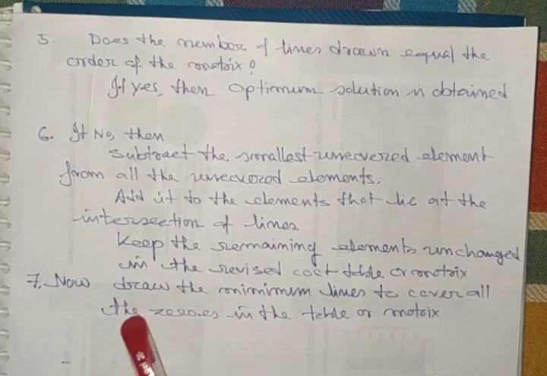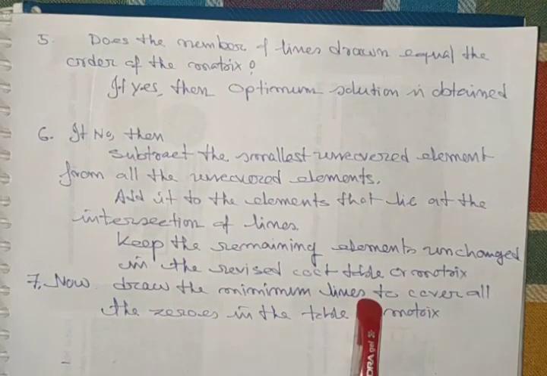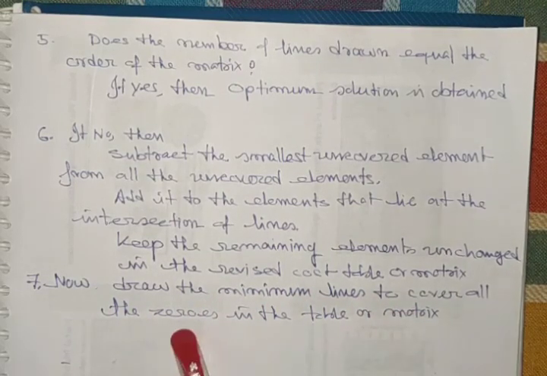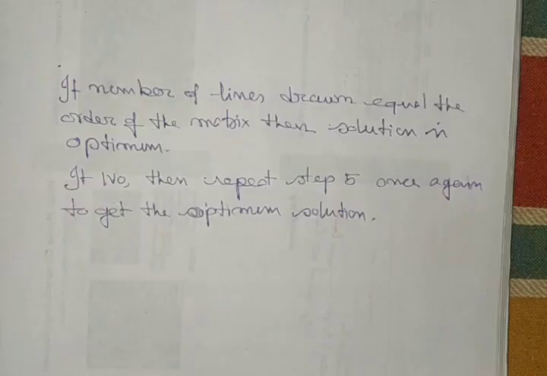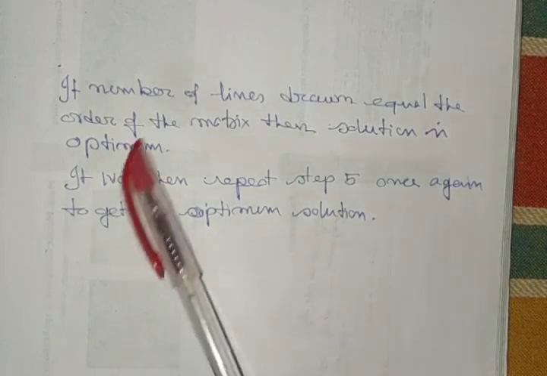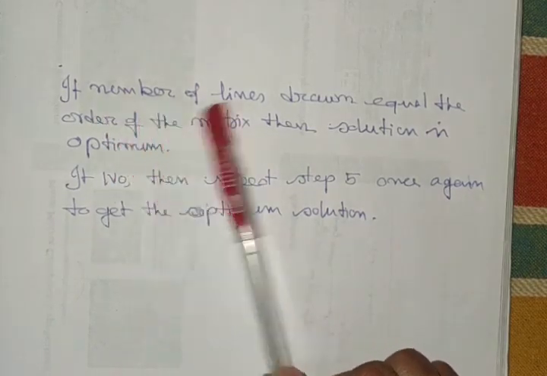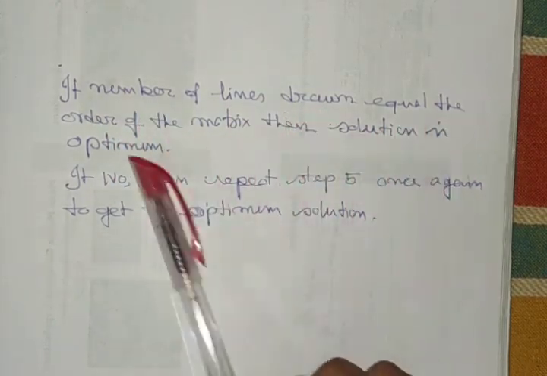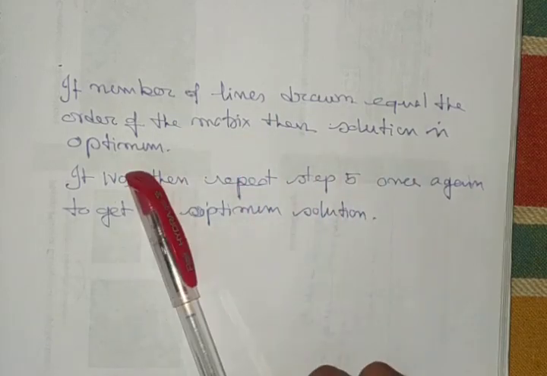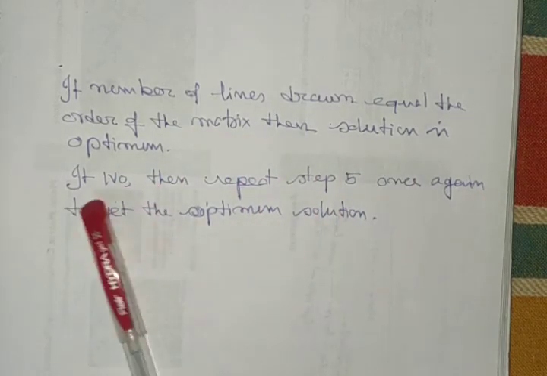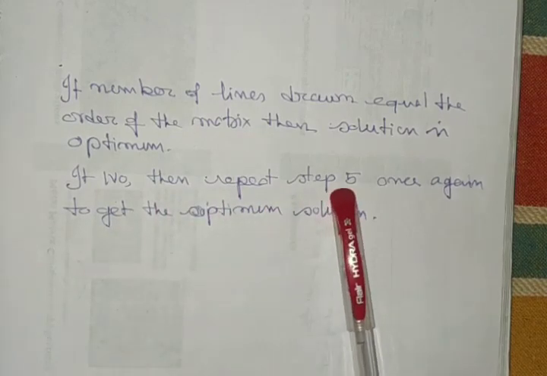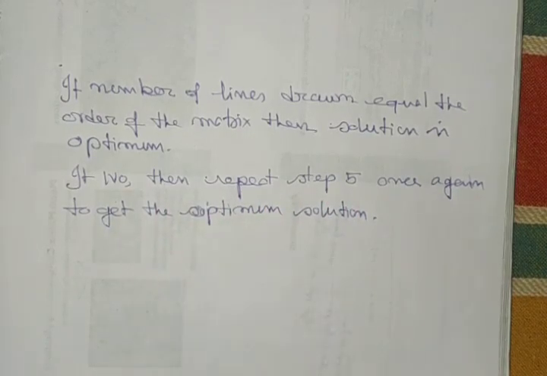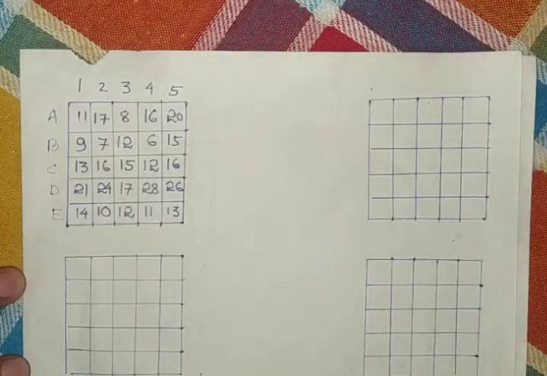Step 7: now draw the minimum number of lines to cover all the zeros in the table or matrix. After that, if the number of lines drawn is equal to the order of the matrix, then the solution is optimum. If no, then repeat step 5 once again to get the optimum solution.